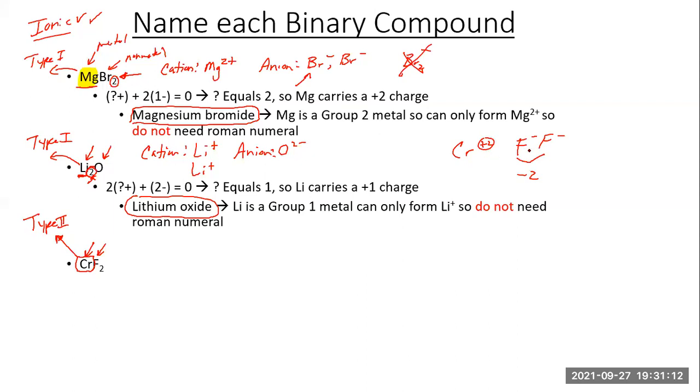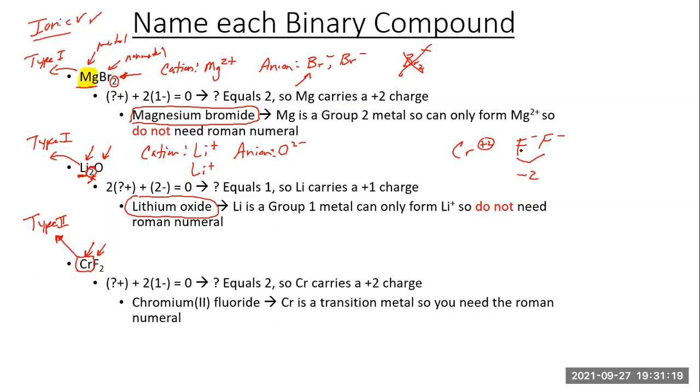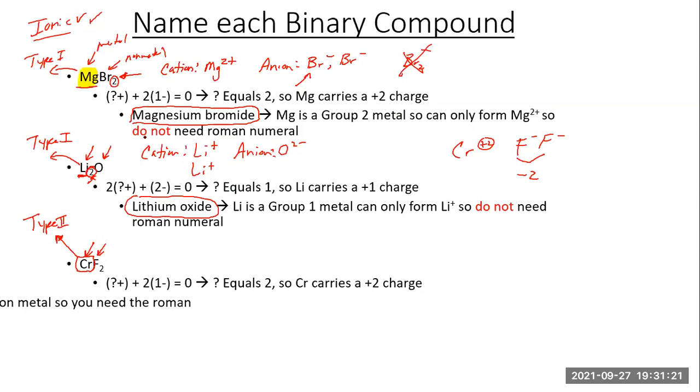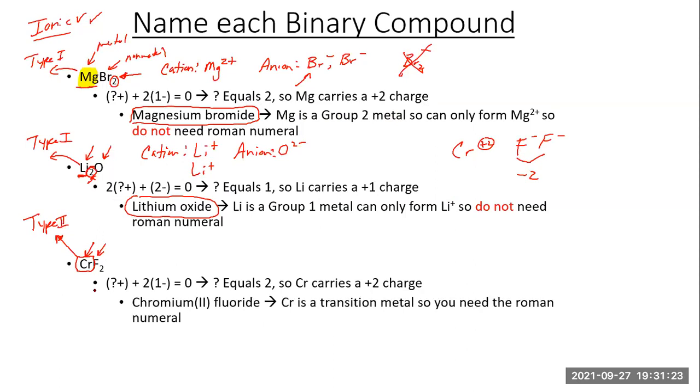And again, even though there are 2 fluorides, it has no effect on the name, and it would just be fluoride at the end there. So this would be chromium Roman numeral 2 fluoride. And again, the 2 for the charge. And again, even though we have 2 of those guys, no effect on the name. Any questions on any of these here?